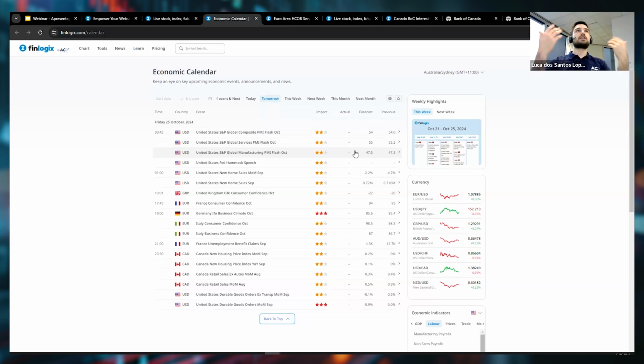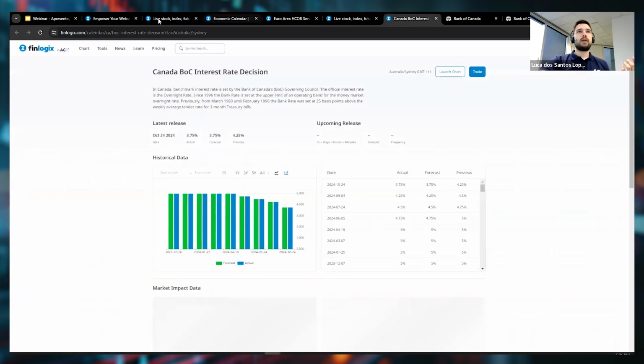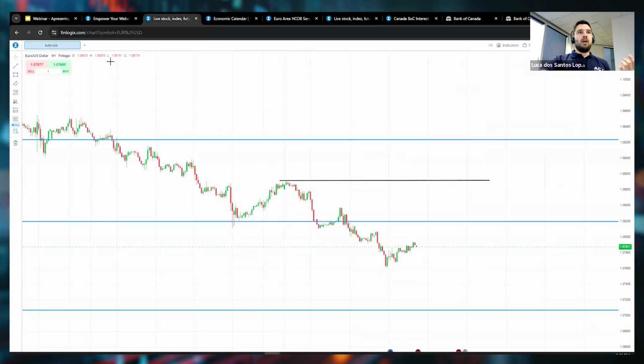Now, if we actually break through the area, okay, what would be the level of target? What are the levels that we can actually target? Okay, if we look at where it is, there we go.